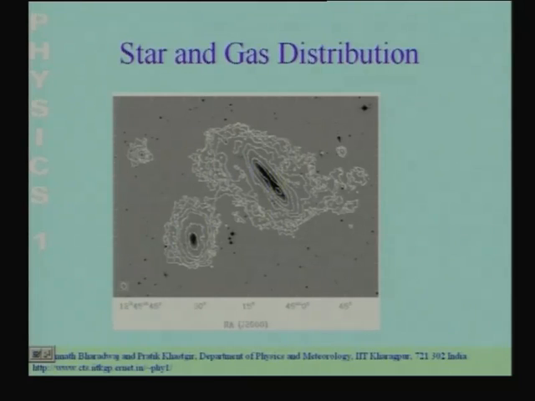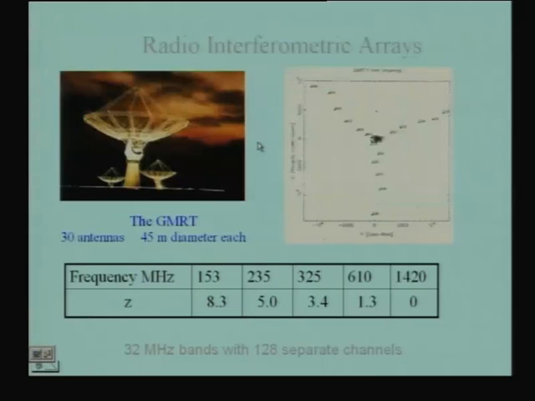A galaxy is a collection of stars, it also has gas. So, this shows you two galaxies. The black things which you see here are where the stars in the galaxies are. We live in a galaxy like this. The black thing is the stars in the galaxy, and the white contours show you how the neutral hydrogen is distributed. The white contours were measured using the 21 centimeter radiation that comes out from the neutral hydrogen.